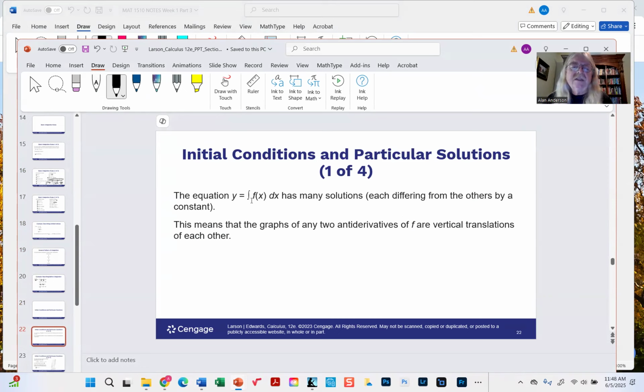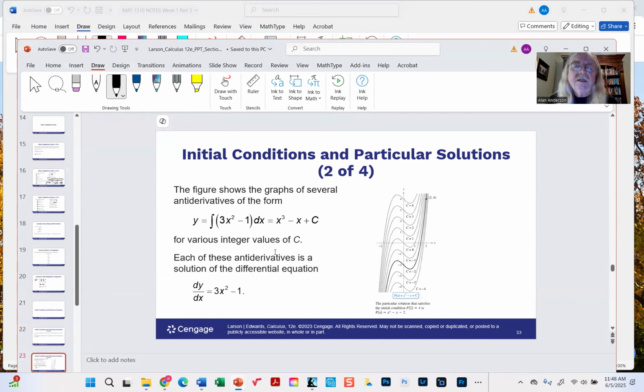All right, so yes, this indefinite integral, as it's called, has an infinite number of possible solutions, each different by a constant. And you can see they've got a nice little graph here where here's our original integral. For all of these curves, the derivative will always give us back the original 3x squared minus 1.